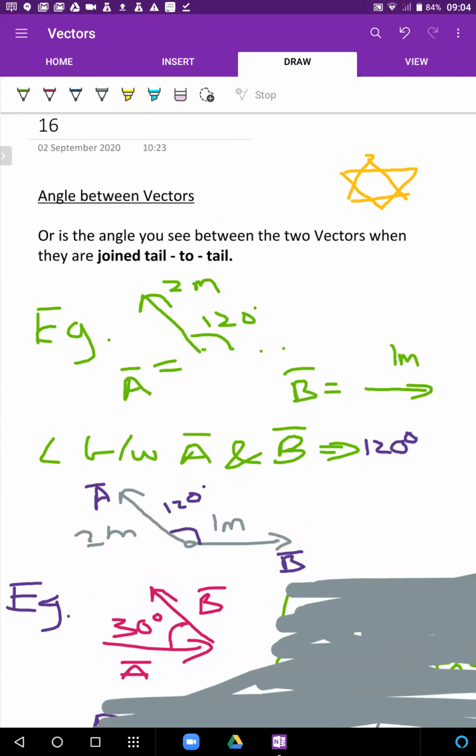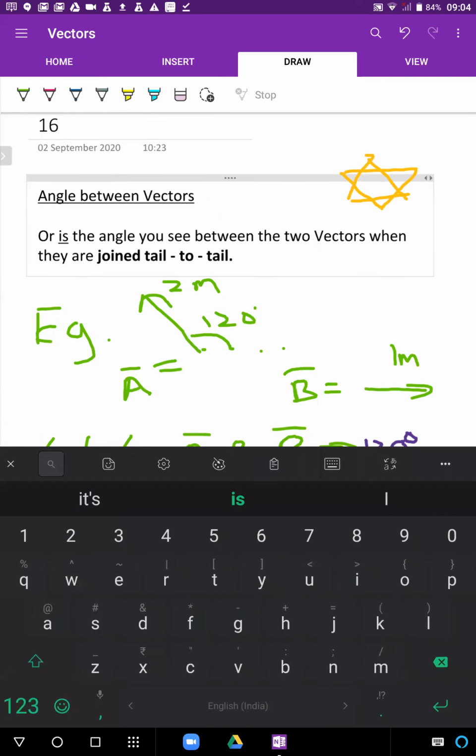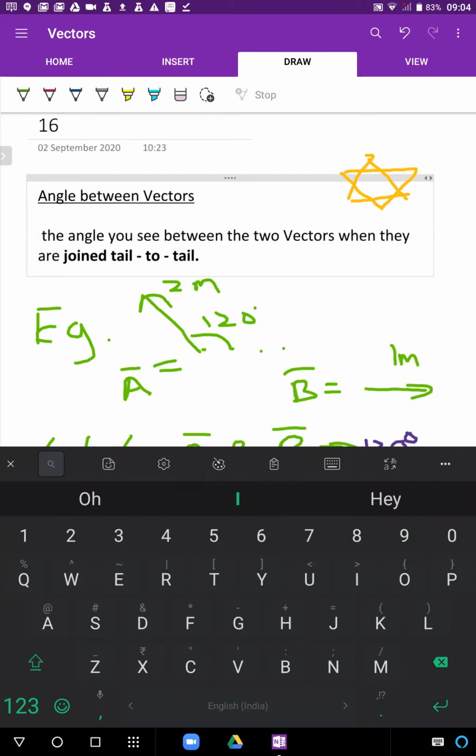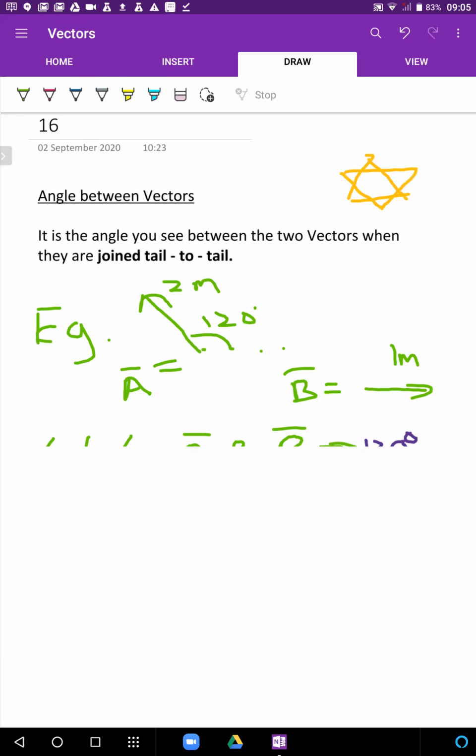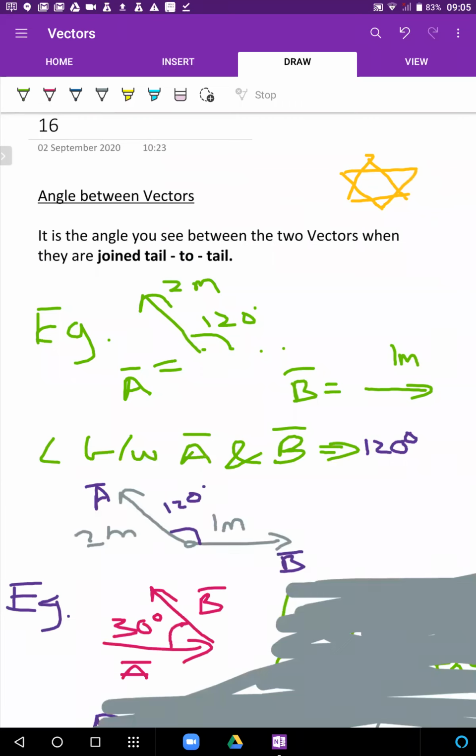The angle between vectors is the angle you see. It is the angle you see when the two vectors are joined tail to tail. You know, angle between vectors का definition क्या है? It is the angle you see when they are joined tail to tail.